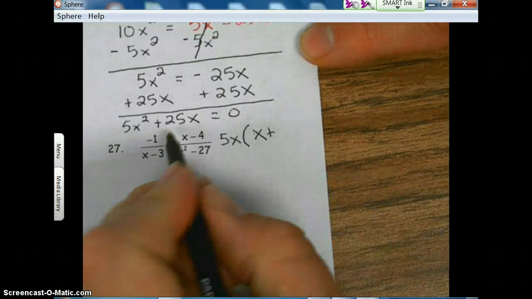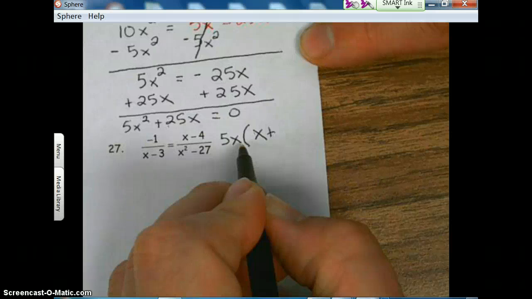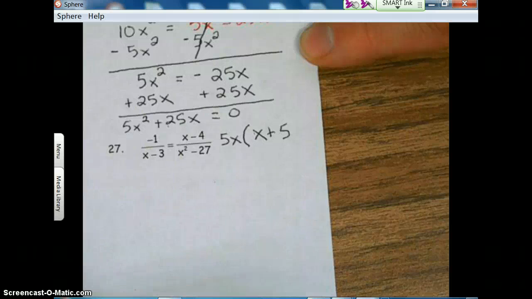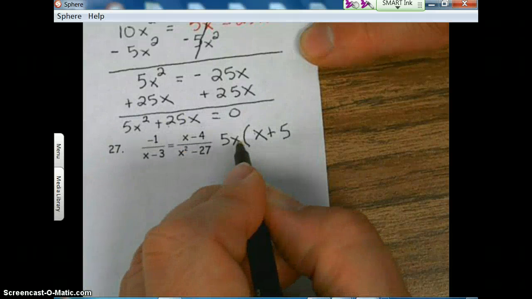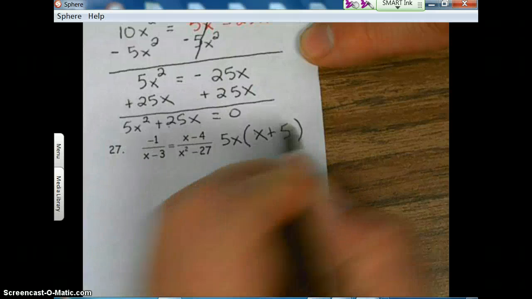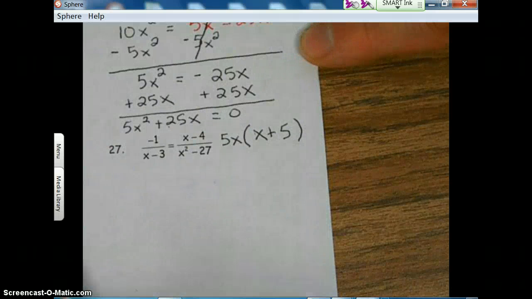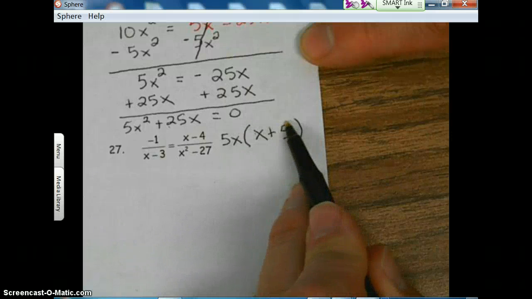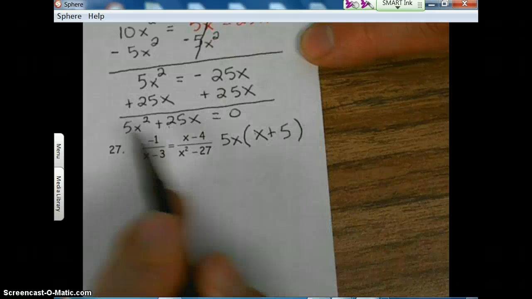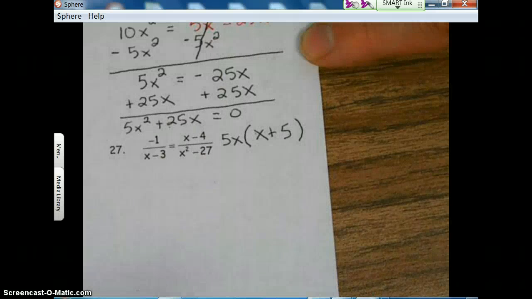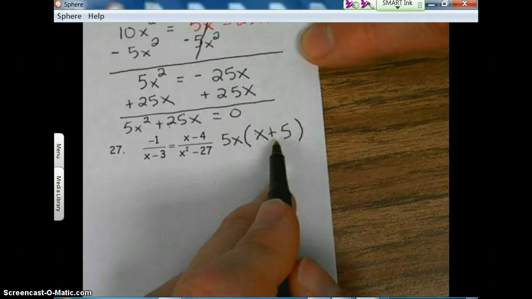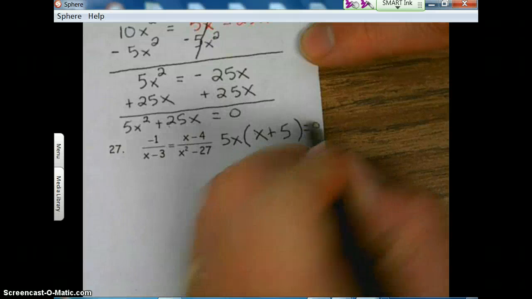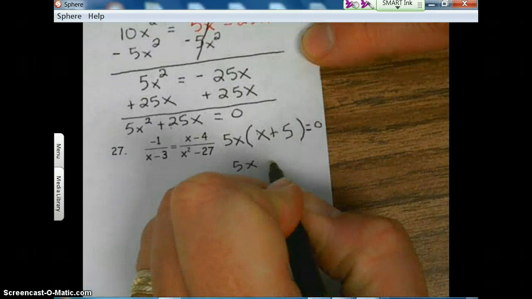Dividing the second one. 25x divided by 5x. 25 divided by 5 is 5. And then x divided by x is just 1. So 5 times 1 is just 5. So you know you have the right answer if you distribute this back in by multiplying. You get this. Okay? Factoring is dividing. Distributing is multiplying.